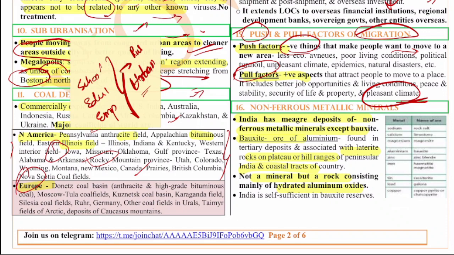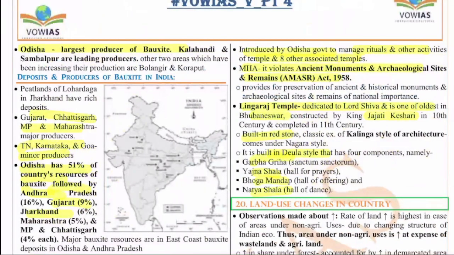Next, the 16th question is about the non-ferrous metallic minerals. India has a meager deposit of non-ferrous metallic minerals except bauxite. Bauxite, if you see, India is self-sufficient. Bauxite, in brief, is nothing but the ore of aluminium. It is found in tertiary deposits and associated with the laterite rock on the plateau or hill regions of peninsular India. Odisha is the largest producer of bauxite.